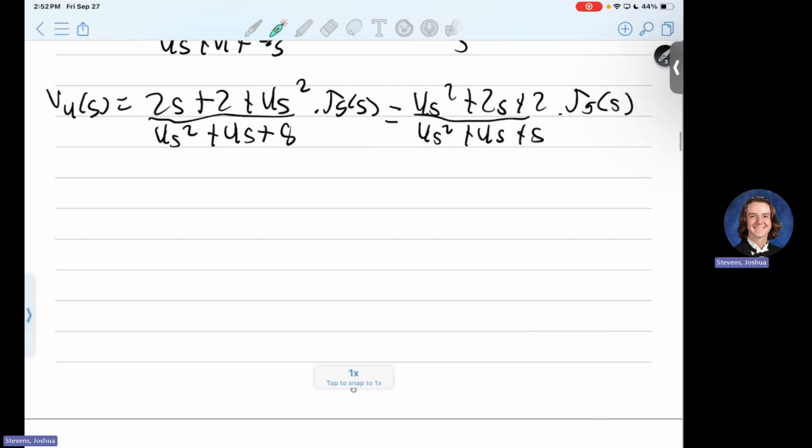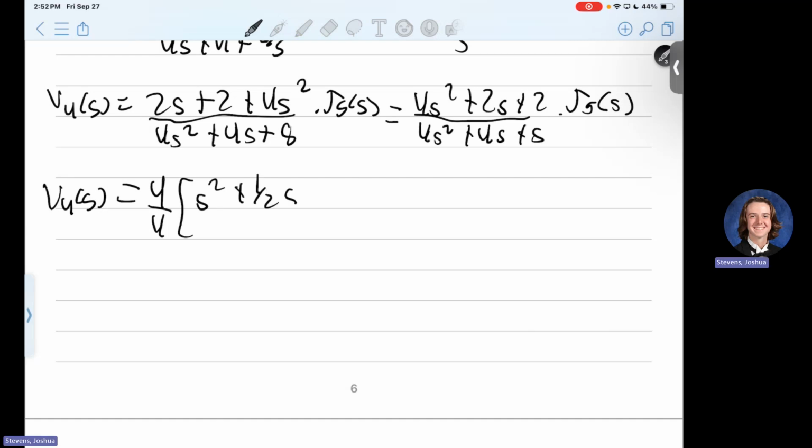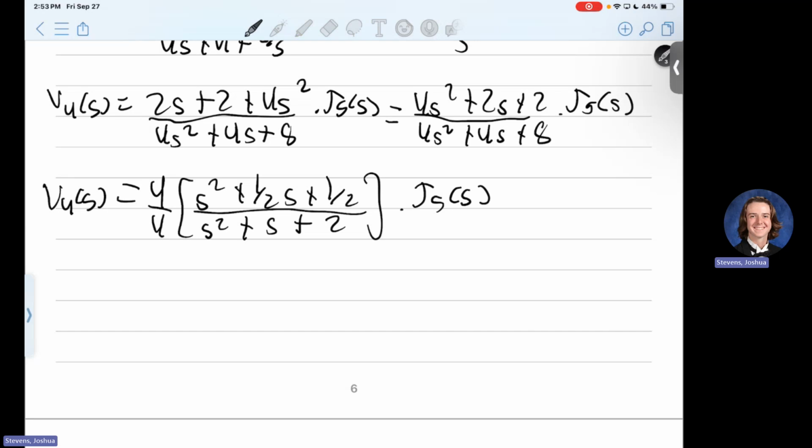So V4 of S equals 4 over 4S squared. 2 over 4 is, yep, 1/2 S plus 1/2 S squared plus S plus, it's supposed to be an 8, so 2. We agree? Okay, what do we do? You shouldn't have agreed. There we go. Okay, cool. All right, what do we do now? What does that 4 over 4 become? Cool. What do we do now?